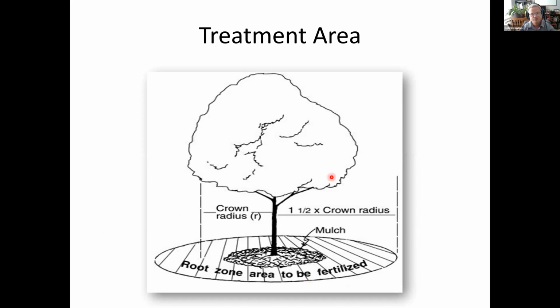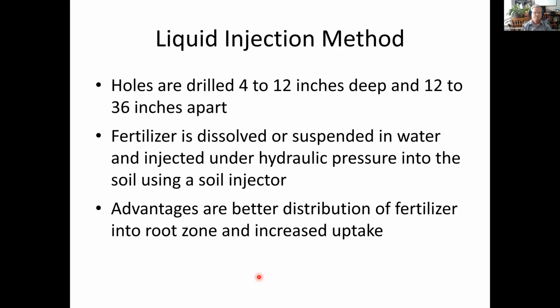Where exactly is this treatment area? Where should we be making our applications? So we can see that this area underneath the tree is our target application area. Our crown radius, so we're going to say crown radius R, is going to be from the trunk of the tree out to the drip line. And notice that this treatment area is a little bigger than that. So they have 1.5 times the crown radius should be our treatment area. So if this is 10 feet, then this would be 15 feet.